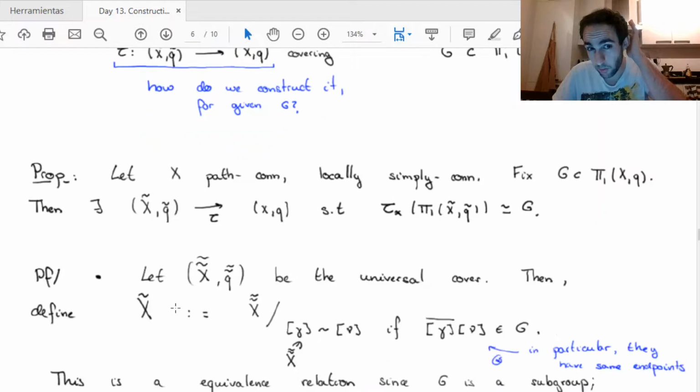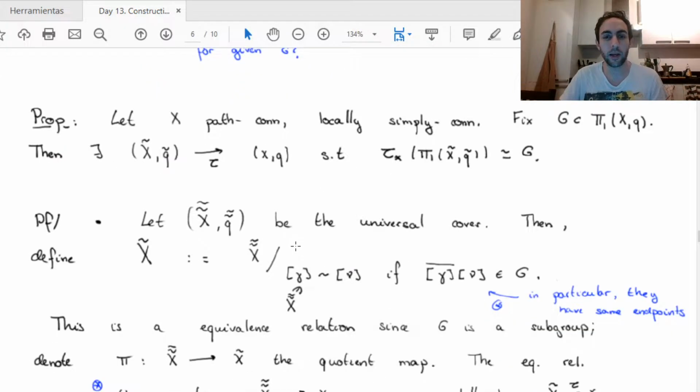So this proposition says that you can always do this. Given G, there does exist a covering space such that the push forward of tau applied to pi 1 of x tilde is G. Additionally, this is truly an isomorphism, so these two groups become identified: pi 1 of x tilde is isomorphic to G by tau star. And how do we do this?